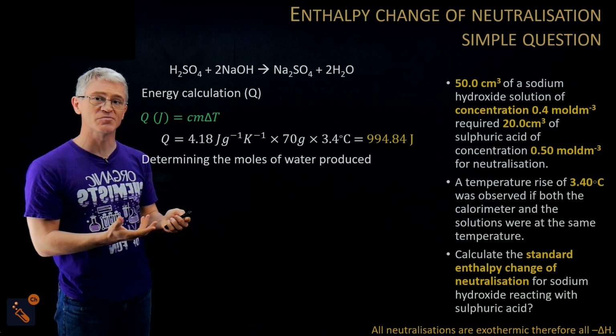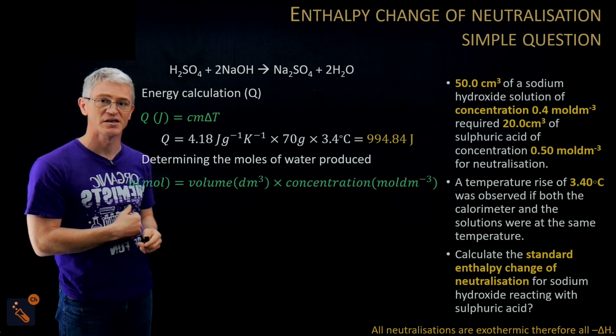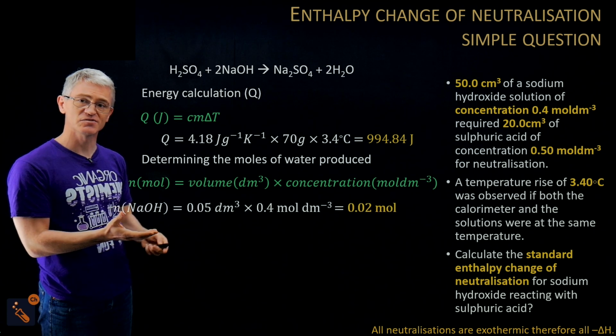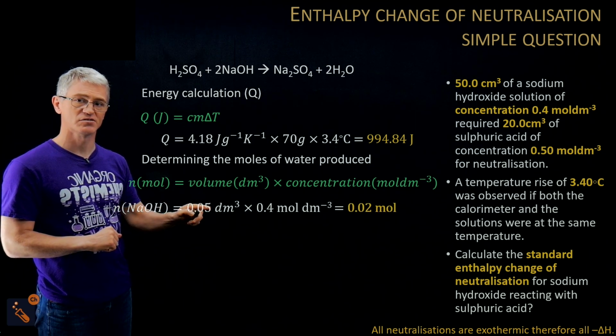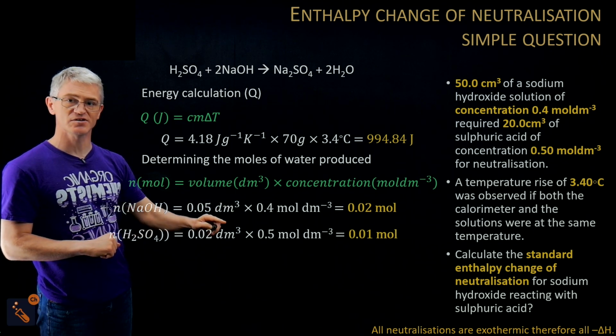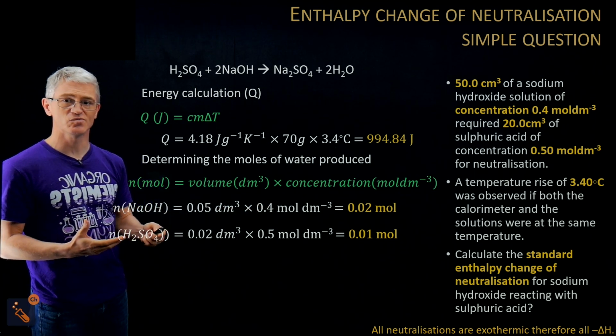Now we need to determine the number of moles of water produced, and that's based on the limiting reactants here. And I've given you a nice one. This is why this is a bit simpler, is you've got that equation, you can work out the number of moles of the sodium hydroxide. So we've got the volume times the concentration. And then we've done the same for the sulfuric acid, volume times concentration. And we can see there's 0.1 and 0.2.